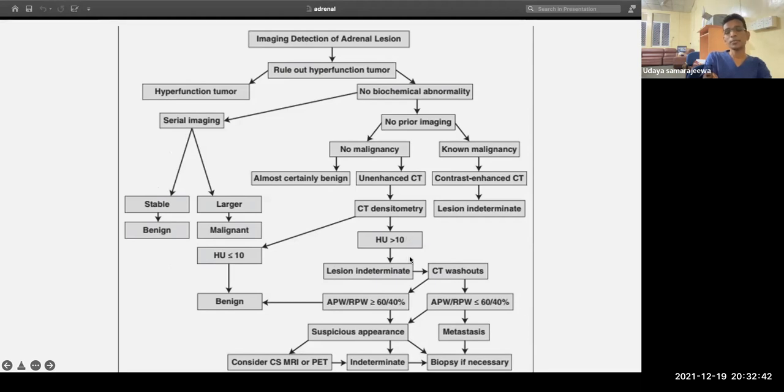If the Hounsfield level is more than 10, and you do a contrast washout and calculate the absolute and the relative contrast washouts, and if the washouts are more than 60 and 40%, then the lesions are suspicious. Then you may need further imaging or you may consider doing surgery, right? So if you can remember this protocol, it's really important. This is actually how we decide on management for adrenal lesions, depending on the CT and the size.